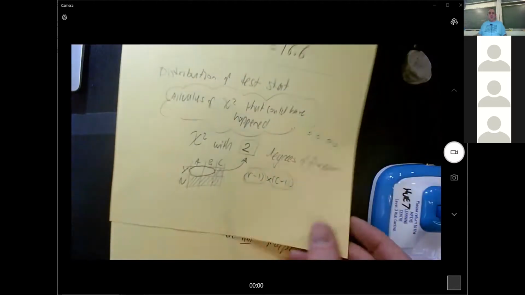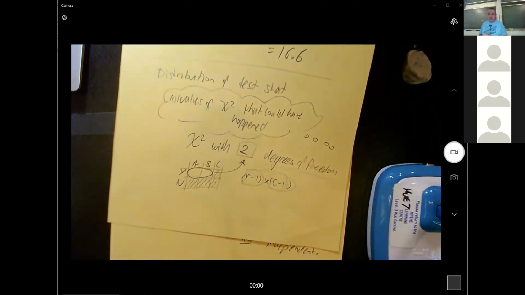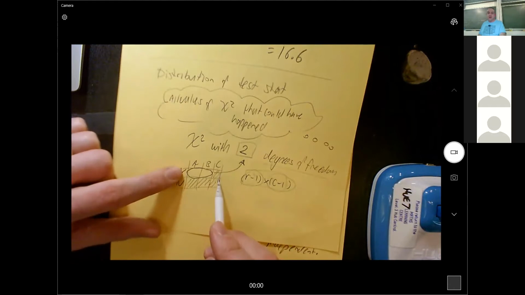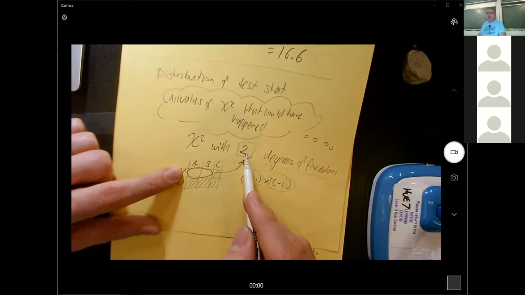So you're not sure about this degrees of freedom? There are two ways to calculate it. One is to draw the table without the totals, cross out one row and one column, and the number of boxes that are left, that's the degrees of freedom.